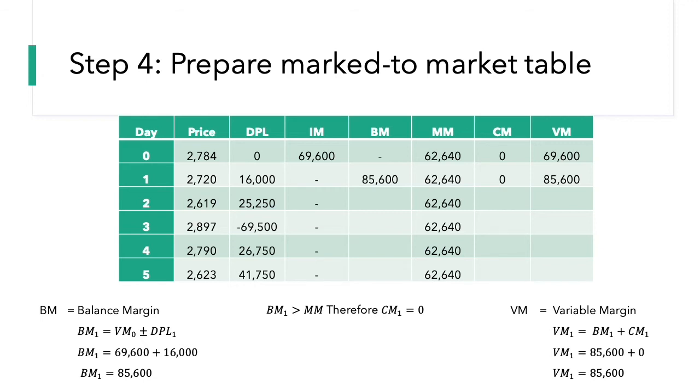Alright, next we need to calculate variable margin day 2. So variable margin day 2 is equal to balance margin day 2 plus call margin day 2. So balance margin day 2 is 110,850 ringgit plus call margin day 2, which is equal to 0. Therefore, your variable margin day 2 is 110,850 ringgit.